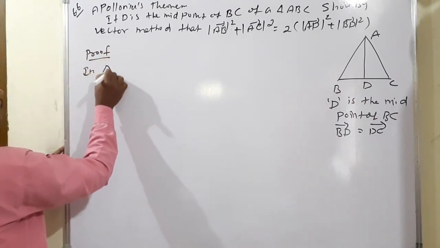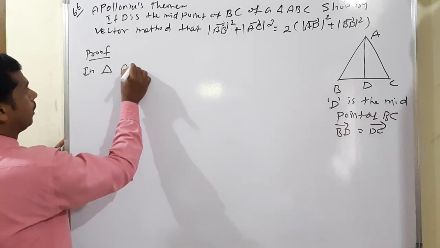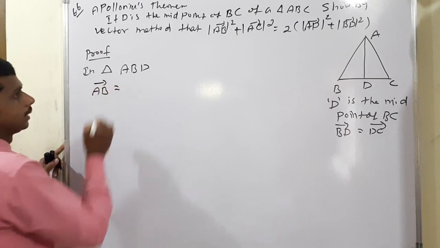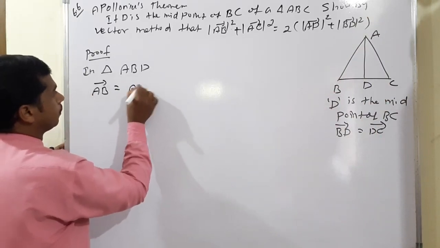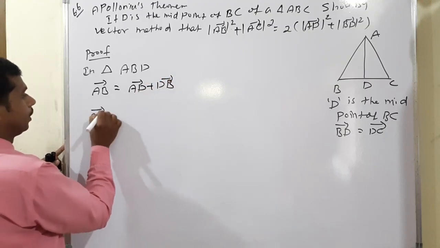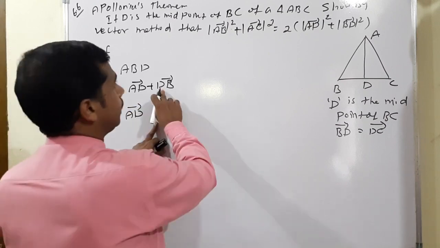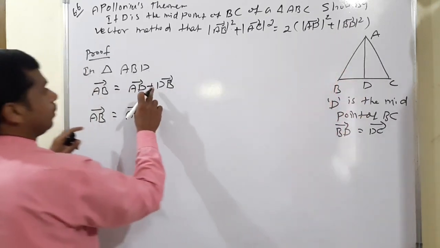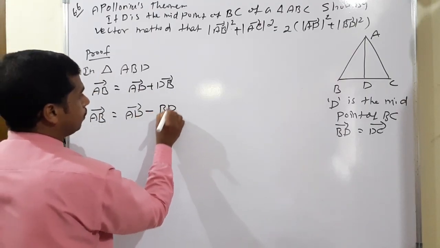So in triangle ABD, AB vector is equal to, according to the triangle law, AD vector plus DB vector. Therefore, AB vector is equal to AD vector plus DB. But we need BD on the right hand side, so we just change the sign, which means DB we can write as BD vector.